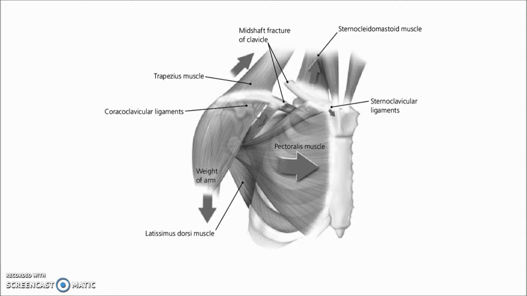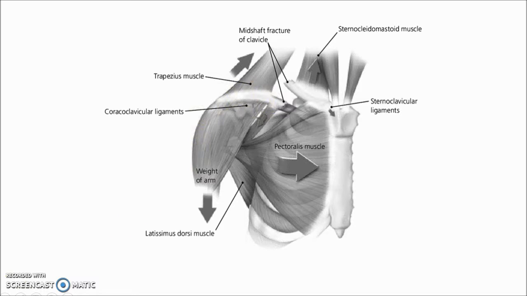Now, this picture here is really good to show these muscles and how they can be a deforming force. We can see the clavicle is pulled superiorly by the sternocleidomastoid. We can also see that the heavy weight of the arm pulls the segment of the clavicle inferiorly through the coracoclavicular ligaments. Now, these are just two examples of how the surrounding muscles and ligaments act as deforming forces.